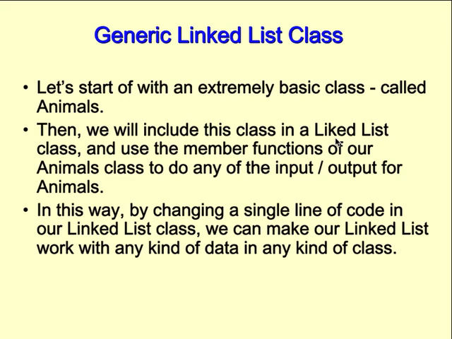called animals. So we're going to make a linked list of animals, essentially. And then we're going to include the class in a linked list. This should be linked list class. And use the member functions of the animals class. So we can do inputs and outputs for animals, which is kind of interesting. So we can call methods, which we haven't seen yet. We've just stored single floats in the linked list. So this way, by changing a single line of code in a linked list class, we can make a linked list work with any kind of data that we want.